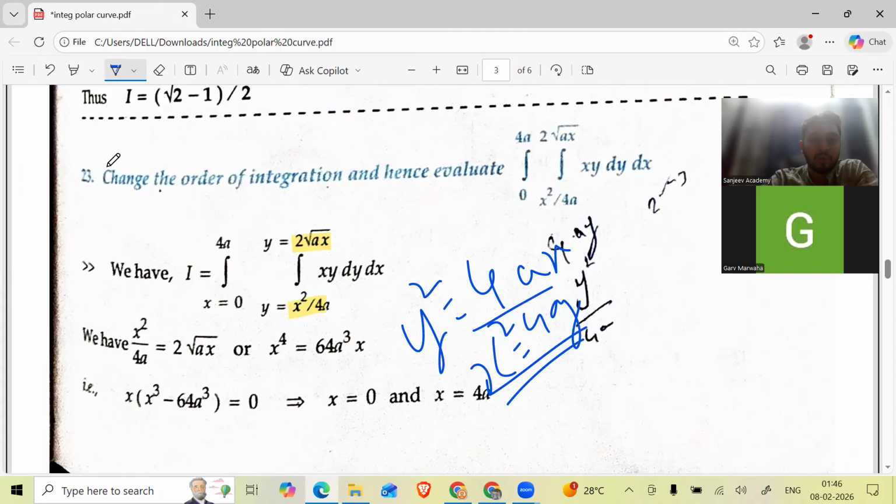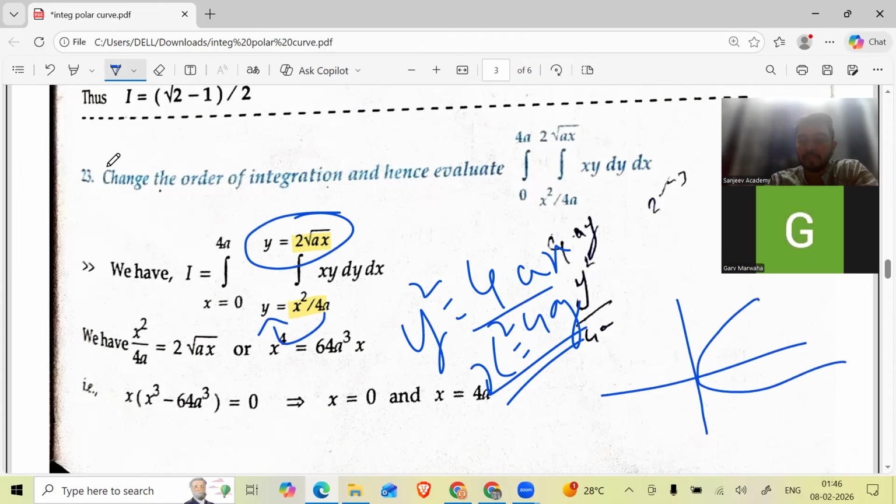Okay. y square is equal to 4ax, and x square. This 4a will be multiplied with this y. y square. So I told you, c. And x square, it'll be what?